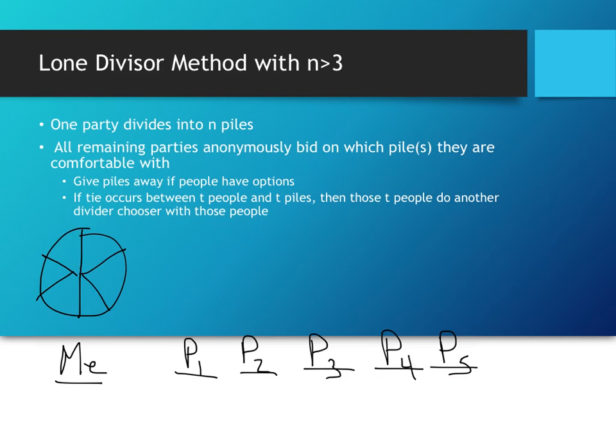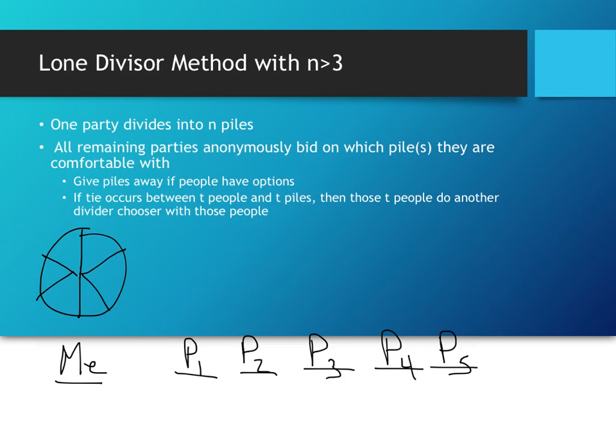Now, in the worst case scenario, you have to do one divider-chooser method. Let's say everybody picks the exact same pile. Well, I get thrown out, and now you do another lone divider method on the remaining 5 people. And again, at each iteration, at least one person gets thrown out. So this is a finite process. Whoever divided it always gets thrown out, at least. Okay? But most of the time when people bid, there are a lot of different ways to divide things up.